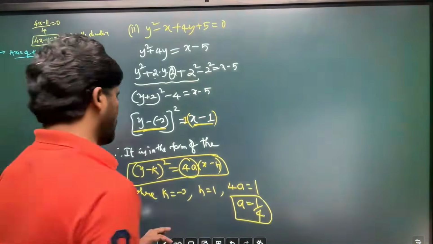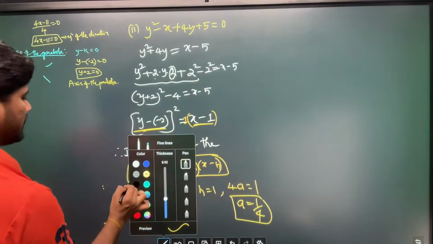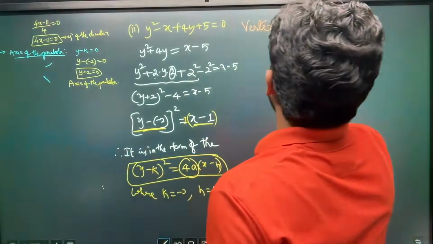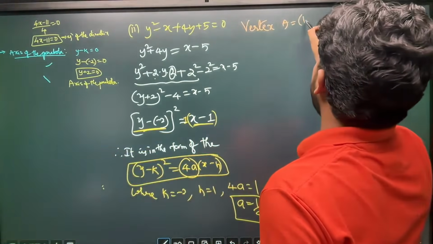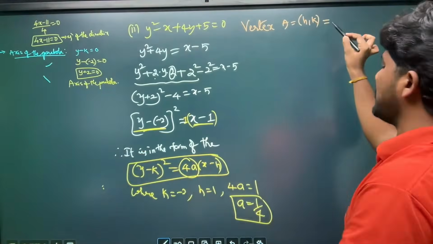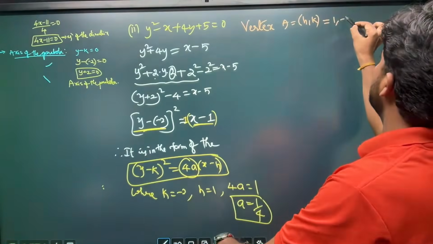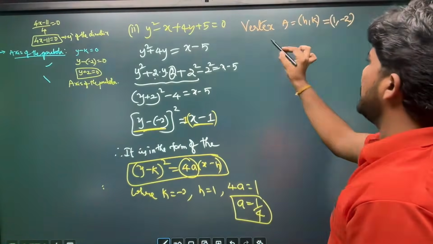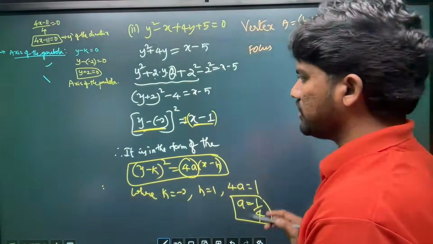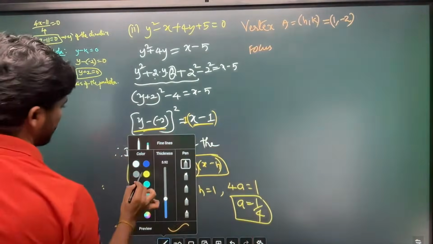Clear? So now what they are asking, find the vertex అని కాబట్టి first of all I am writing vertex. What is vertex formula? Capital A h comma k. Capital A is equal to h comma k is equal to, what is the formula? H value 1 and k value minus 2. And next what they are asking, focus. So before going to find the focus, I will draw the parabola for this one.